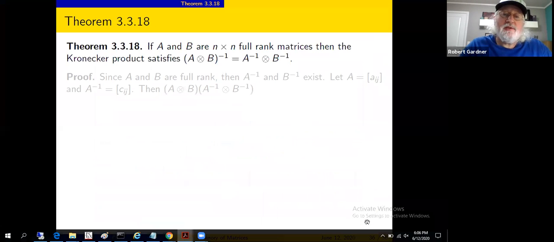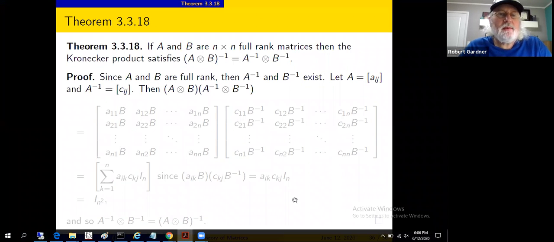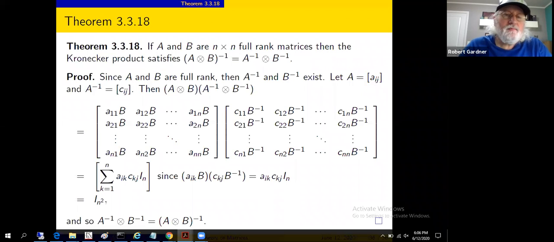and it's not complicated. You need to remember how you multiply with the Kronecker product. Okay, so let A and B be full rank, so A inverse and B inverse exist. Let the entries of matrix A be A sub ij, and let the entries of matrix A inverse be C sub ij. Here's one. We're going to consider the Kronecker product of A and B, and basically here's the definition. So what you do is you take all the entries of matrix A and multiply each of them by matrix B. That's how we did Kronecker products.